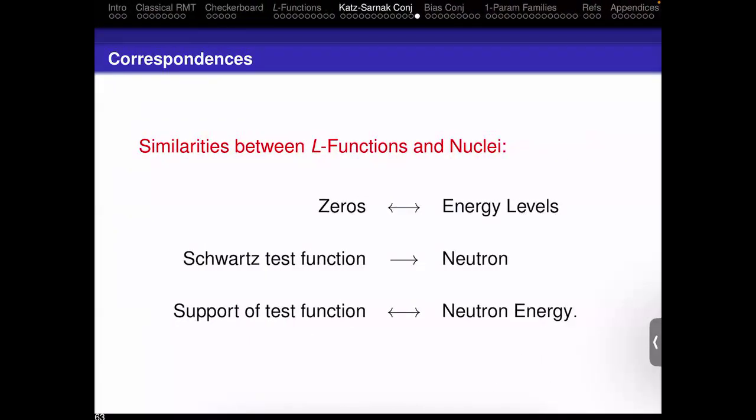Just to finish off the circle, this is the dictionary to convert from nuclear physics to number theory. In nuclear physics, you study energy levels. In number theory, we study zeros. In nuclear physics, you get information by shooting in a neutron and seeing what comes out. In number theory, we shoot in a Schwartz test function. In nuclear physics, you can only put in a neutron whose energy is in a certain band.